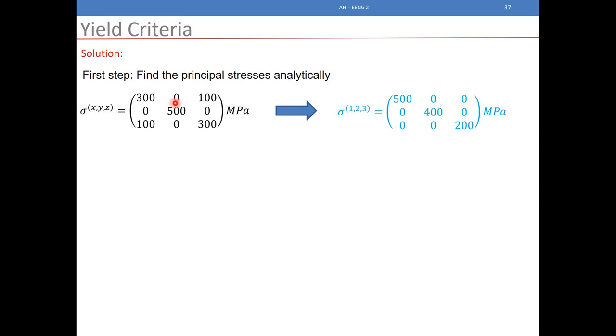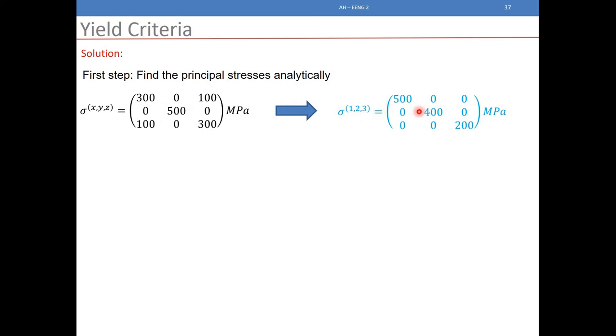So we start from the state of stress. The first step, always, as we said, is to calculate the three principal stresses: sigma 1, sigma 2, and sigma 3. Here we can see that we don't have any shear in the y direction, so we can directly find that 500 is a principal stress. But anyway, if we find the eigenvalues, we can find these three values for the principal stresses. So after we find the principal stresses, here are the three principal stresses. That's the first step.